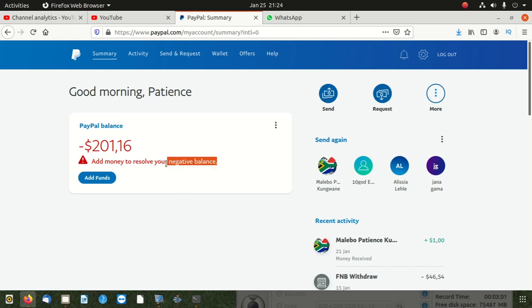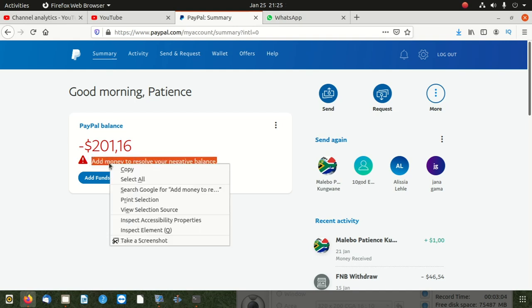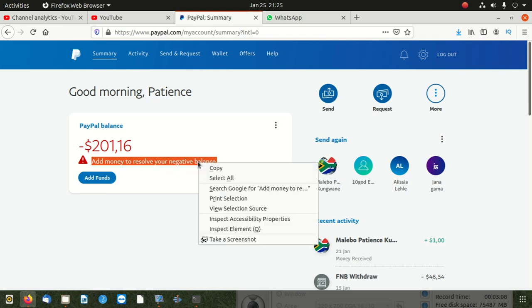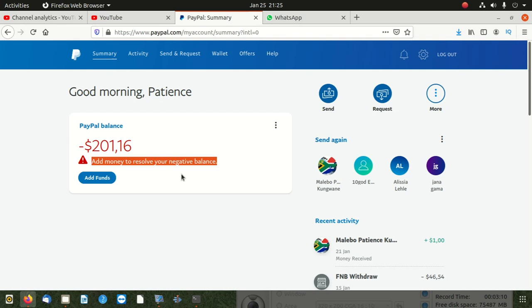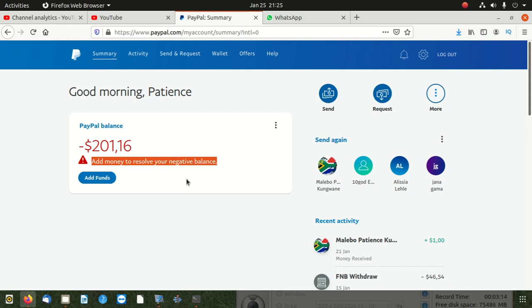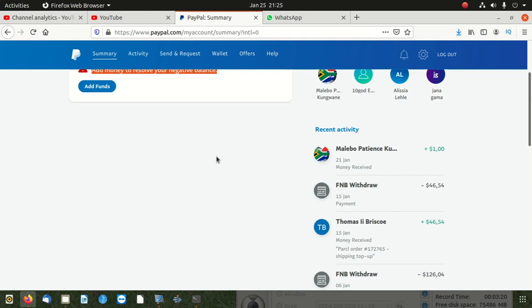You get me? So this error normally comes based on that. There were some claims that you took money and did not deliver some item to some people. Once you pay this, everything is going to be fine. But if you don't pay that, then it's going to be a problem.